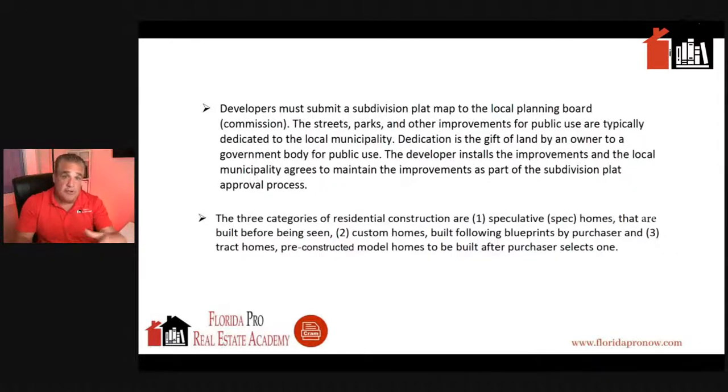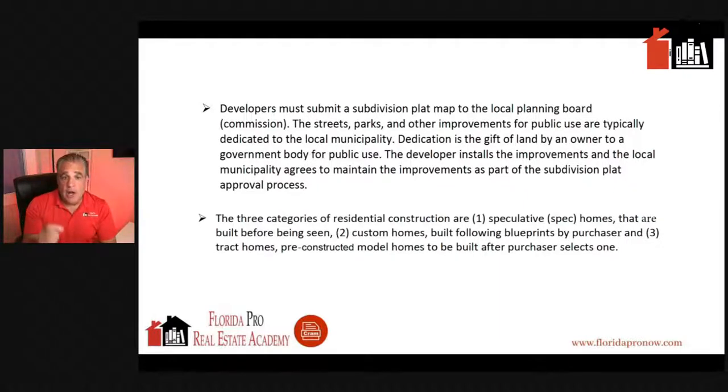If there's a park, if there's a lake, if there's a community center, whatever the case may be, they're going to lay that all out and they are going to submit that plat map to the local planning board, whether it be the city or the county, and they're going to get approval for that. They cannot start on that project until that has been approved. Very important to make sure you understand that. That plat map has to be approved.